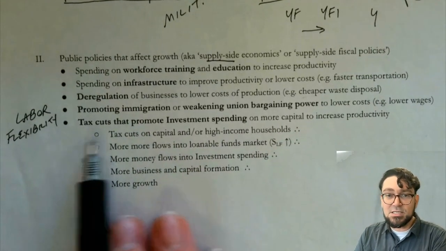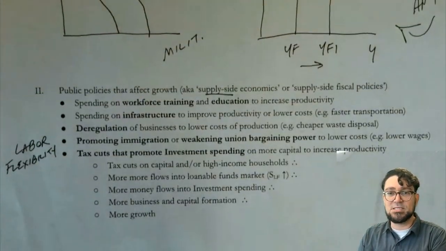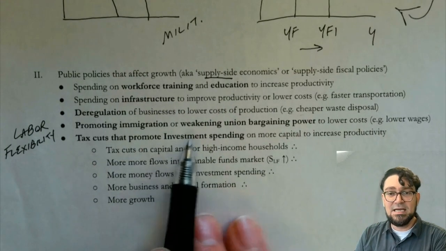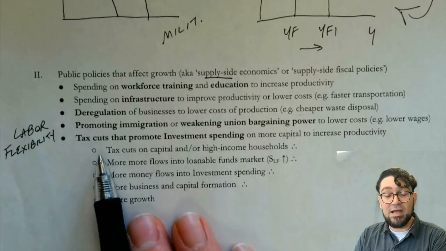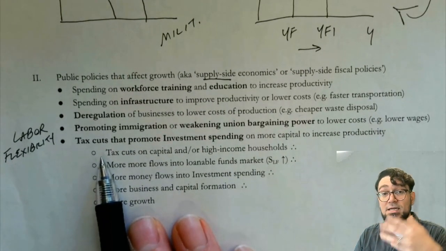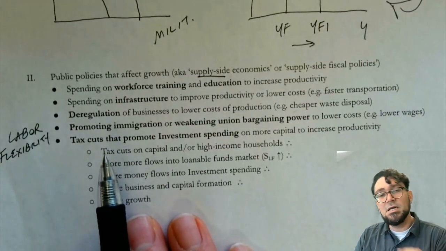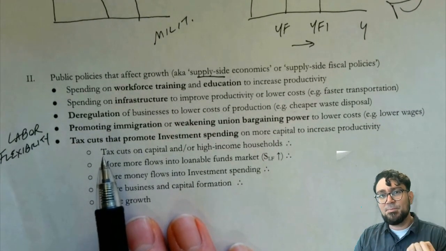Tax cuts. Now, tax cuts are obviously a big part of supply side economics if you know anything about it, but it's really tax cuts that promote investment spending. And so there's a lot of different ways that you could get that, right? You could get a tax cut directly on investment spending. You could say to a business, we're going to cut your taxes when you buy new machines.